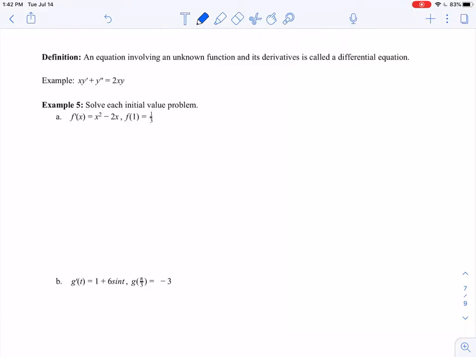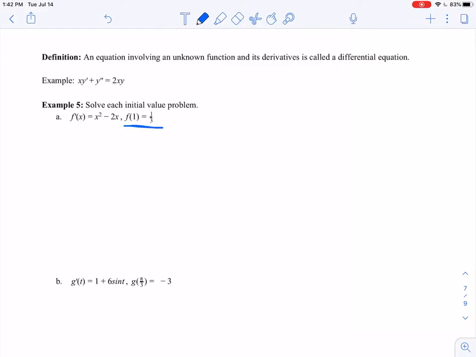Here in these two examples, we just want to solve the initial value problem. So here I'm given f prime of x, so I'm given the derivative. f prime of x is equal to x squared minus 2x. And then this time I'm also given another piece of information. It says that f of 1 is equal to 1/3.